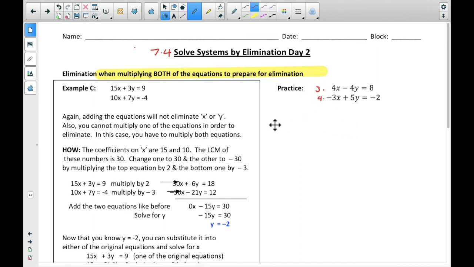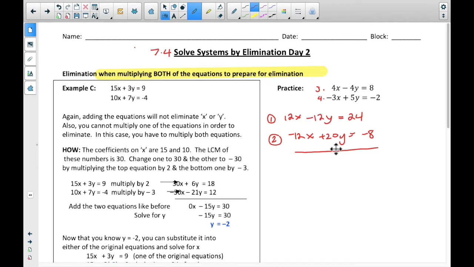So my new equations, I'll call this equation number 1. My top equation is 12x minus 12y is equal to 3 times 8 is 24. And my bottom equation is 4 times 3 is negative 12x, 4 times 5 is 20y, and the last number is going to be a negative 8. Now, I chose 3 and 4 because that gave me 12.